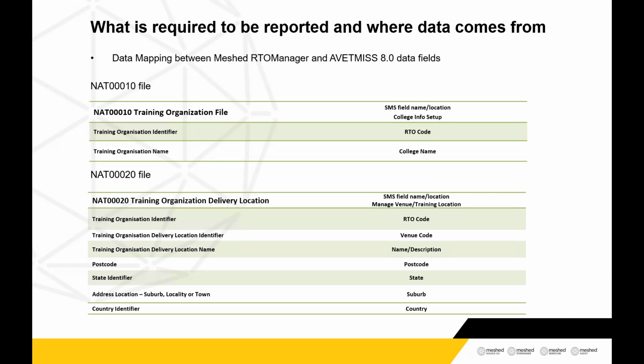The training organization file talks about the RTO itself. So it will have details like the training organization identifier and the training organization name, which comes from the college info setup. NAT20, which is the training organization delivery location file, talks about the RTO's delivery location, which comes from the venue and training location setup in RTO Manager.